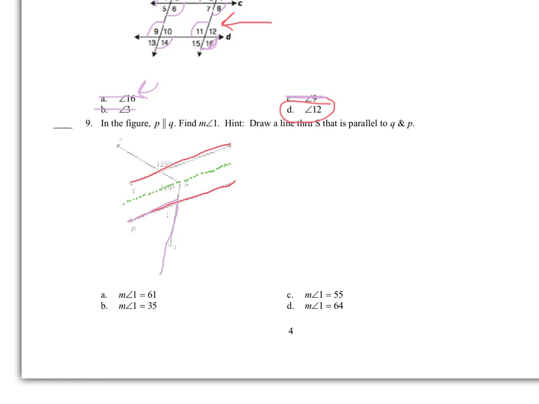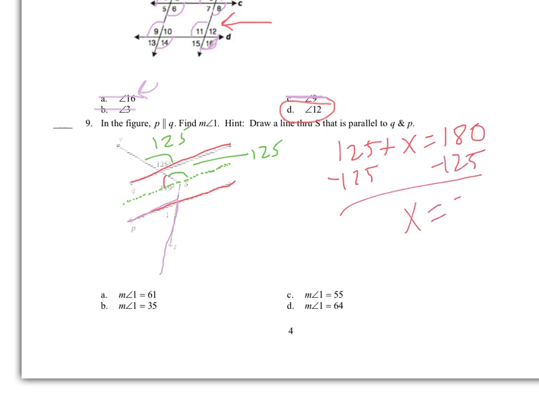When we do this, we see that this angle right here is 125. By doing that, we find this angle is corresponding, so it also is 125. Well, that angle is supplementary to this angle, so 125 plus whatever that angle is should be equal to 180. Subtract 125, and we find that x equals 55, which means this angle right here is 55 degrees.